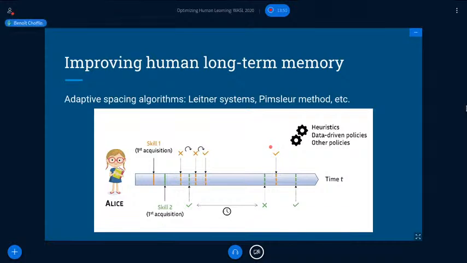Adaptive spacing algorithms basically rely on two major robust learning strategies that were discovered by cognitive scientists, which are spaced repetition and self-testing. Spaced repetition consists in temporally distributing learning sessions of a given piece of knowledge instead of spending the same time in a single big massed session.